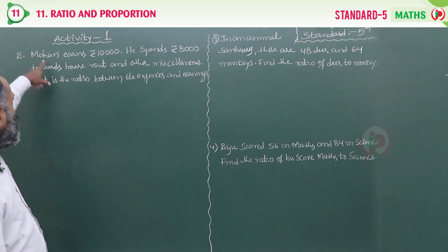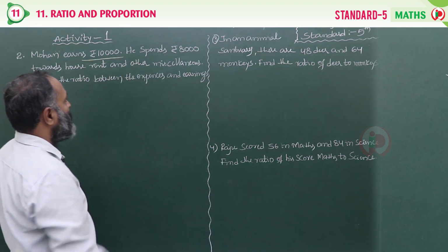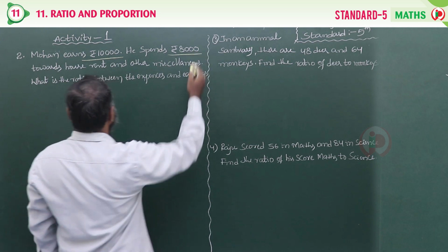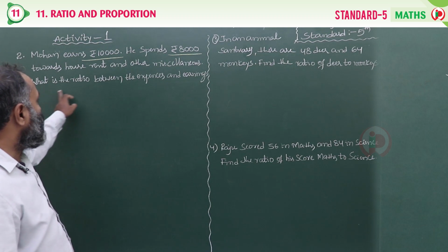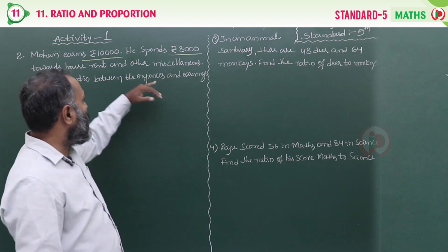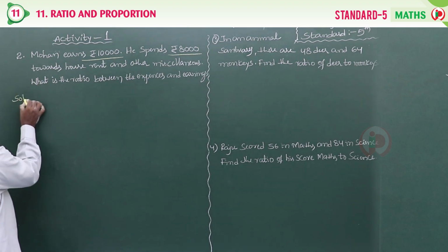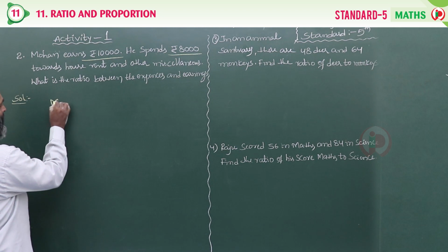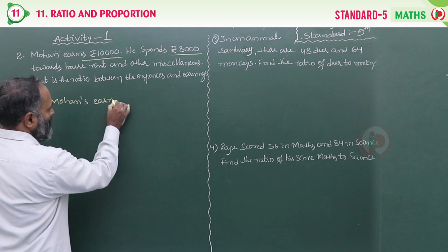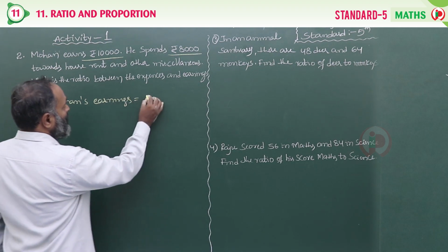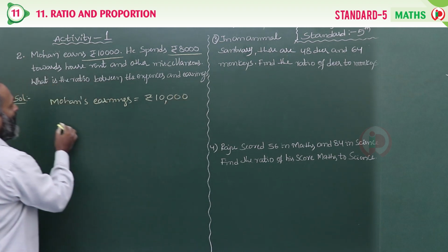Now the students see here. Mohan earns 10,000 rupees. His earnings are 10,000 rupees. He spends 8,000 towards house rent and other miscellaneous expenses. So what is the ratio between expenses and earnings? He is asking for the expenses and earnings ratio. So first steps: Mohan's earnings, rupees 10,000.